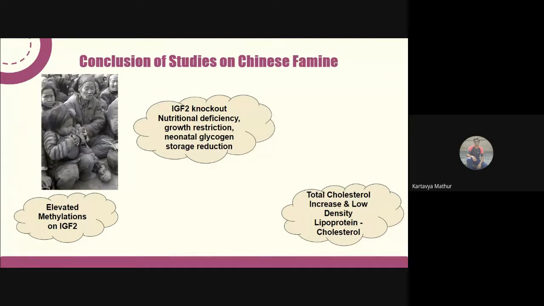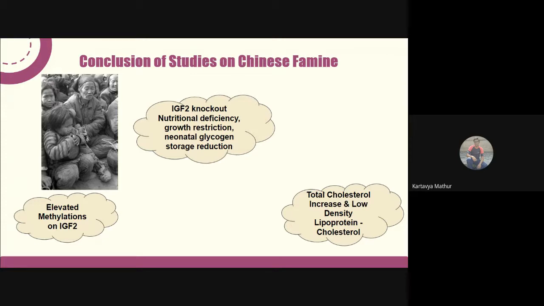The Chinese famine studies showed that there was high methylation on IGF-2. That means the IGF-2 gene was completely suppressed, and therefore there were certain metabolic problems, like problems of cholesterol metabolism, and there were certain genes regulated by IGF-2, which is insulin growth factor 2, that are also involved in lipid metabolism.